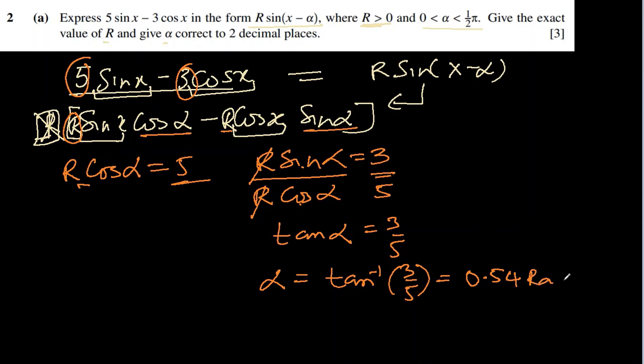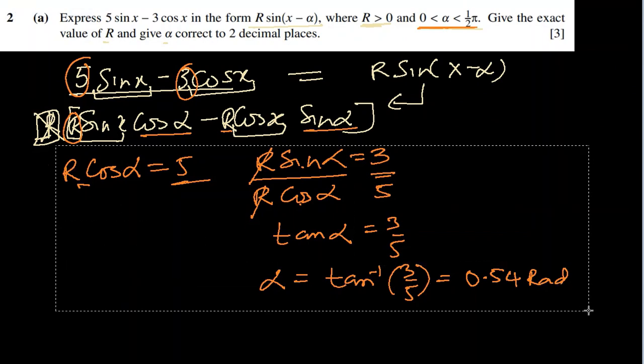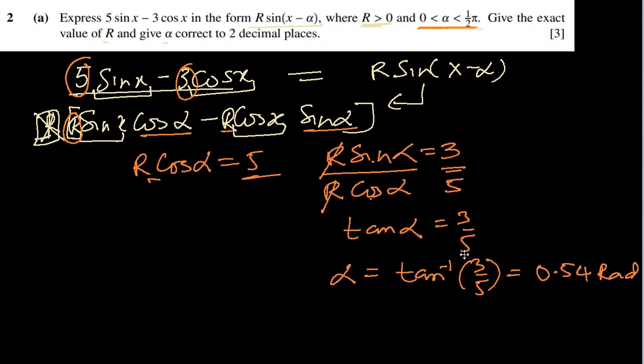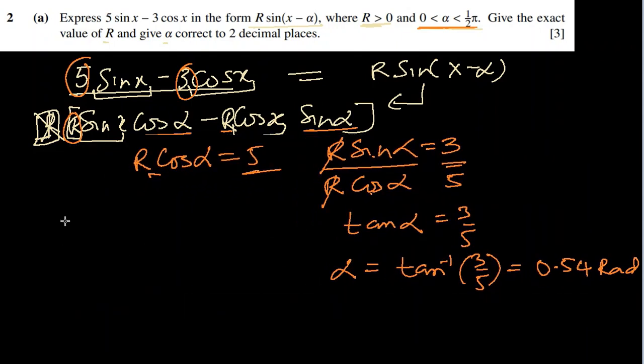which will be 0.54 radians. Why radians? Because they said our angle should be between 0 and pi by 2, and pi by 2 is in radians, and that's why we give our answer in radians. So whenever they say radians, we should give the answer in radians. If we give it in degrees, we'll get lesser marks. Alright, the second part is to find the exact value of r.